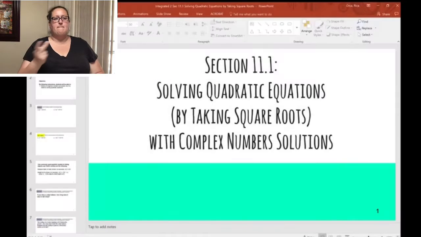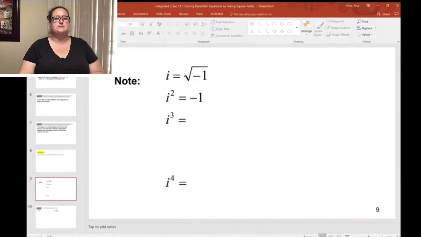Today we are looking at section 11.1, solving quadratic equations by taking square roots with complex number solutions. Let's get started. Let's start off with an introduction to imaginary numbers.